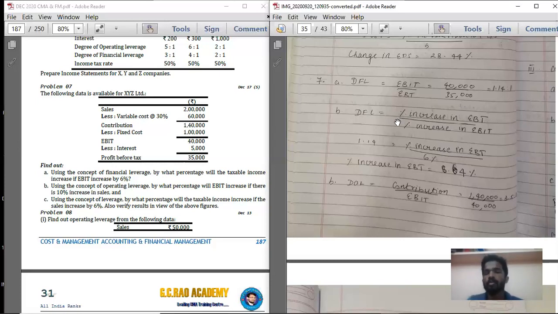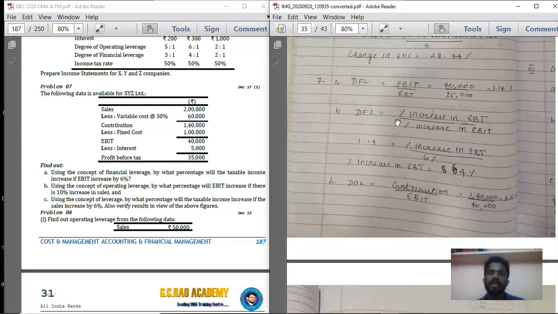So below that, 1.14 is equal to percentage of increase in EBT divided by 6%. If this 6% goes to the left-hand side, it becomes the numerator. So percentage of increase in EBT is equal to 6.64%. If there is an increase in EBIT by 6%, then EBT will increase by 6.64%. That's all. This is point number A.